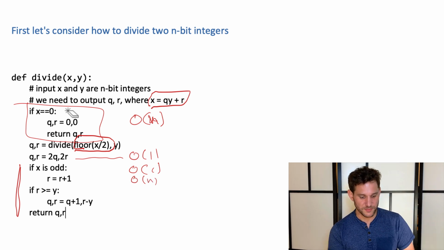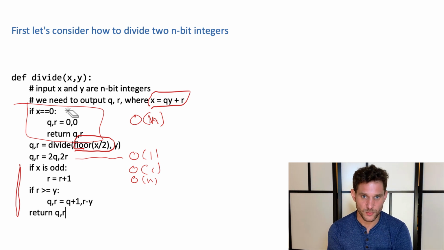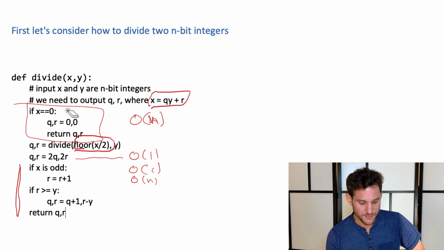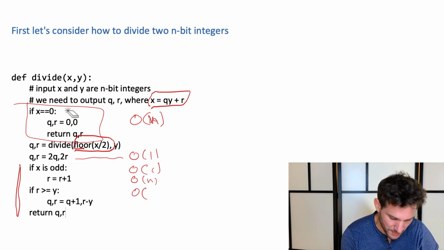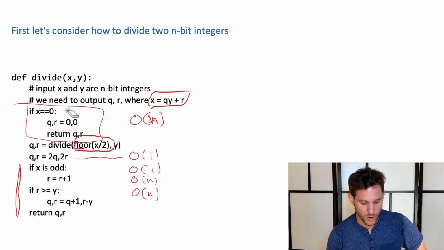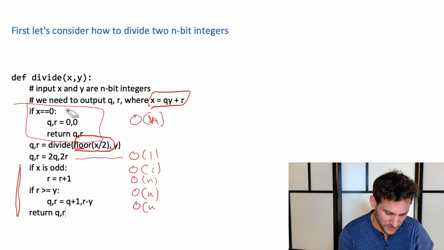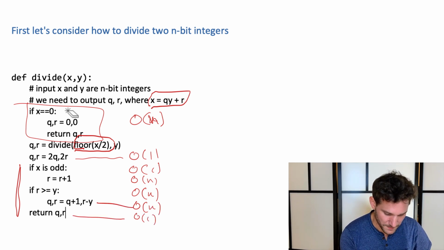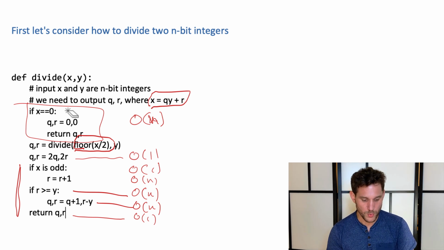It could be that you have to keep carrying the 1 over as you add bits to this number r. Checking if r is greater than y, that's going to be an O of n operation. Setting q and r to be q plus 1 and r minus y, that's going to be an O of n operation. And then returning them, let's say that's an O of 1 operation, right? So overall, we have all of these O of n operations. Everything is on the order of n.